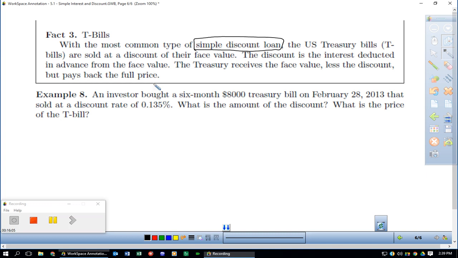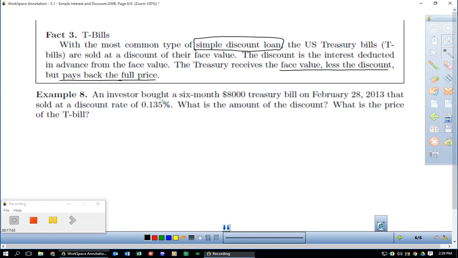You're going to pay a little bit less, but in the end, once it matures, that's actually how these things work. When it matures, you will actually get $100, even though you only paid $99. So the Treasury receives the face value less the discount, but they pay you back the full price. So let's look at this example. We're not going to spend too much time talking about this, but this is important.